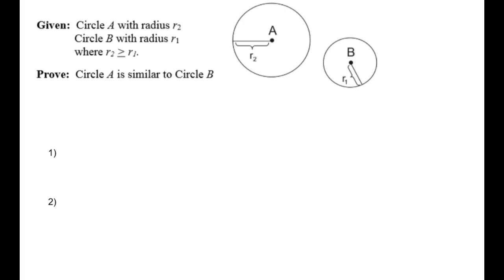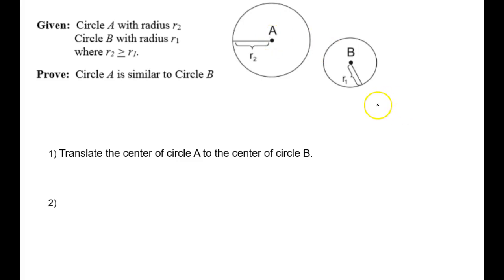We want to prove that circle A is similar to circle B, and we can complete this proof with two general ideas. The first thing we have to do is a transformation. We need to translate so that the center of circle A is mapped to the center of circle B. Once we translate the center of circle A to the center of circle B, next we need to perform a dilation because we can see these two circles have a different size because their radii are different.